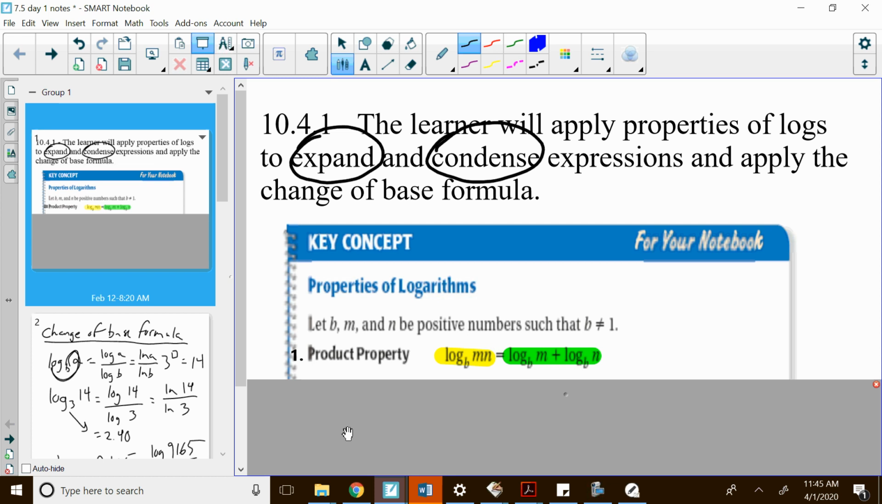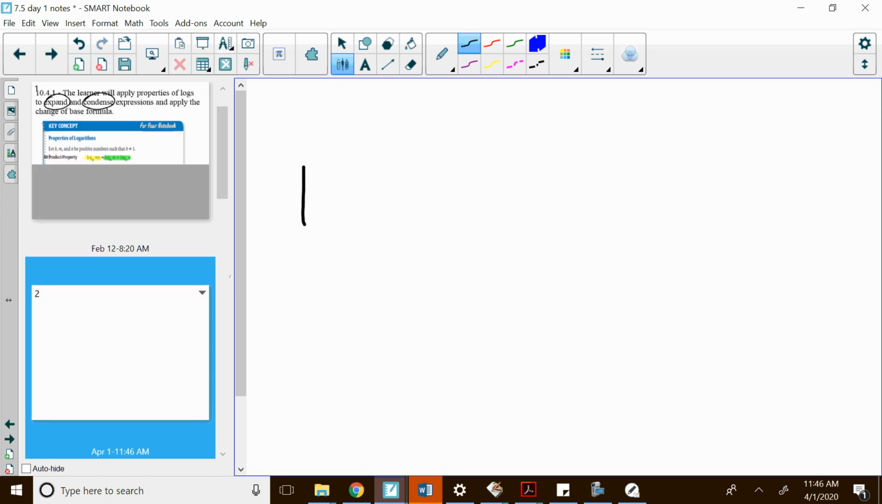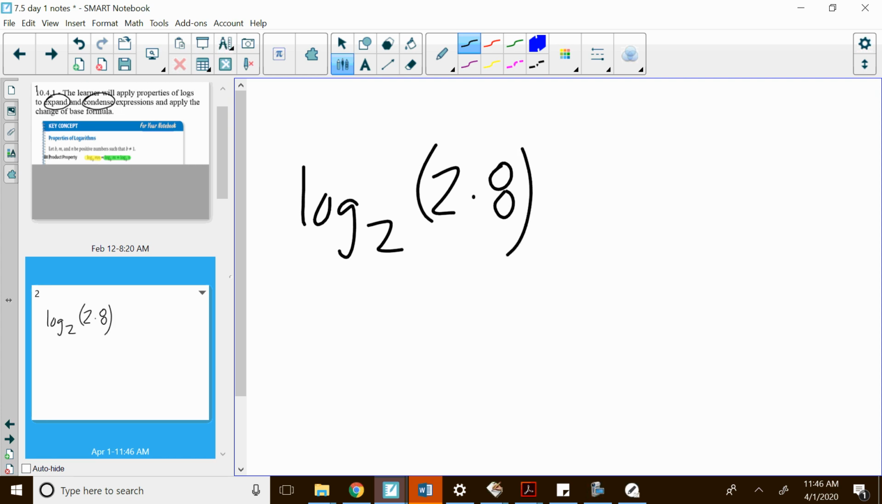Write that down. Hit pause on the video, write it down, and then I want to show you why that's true. Watch this. If we had the log base 2 of, let's say, 2 times 8. Let's do this for a minute. And we had that in parentheses. That's 16. What's the log base 2 of 16? That answer is 4.